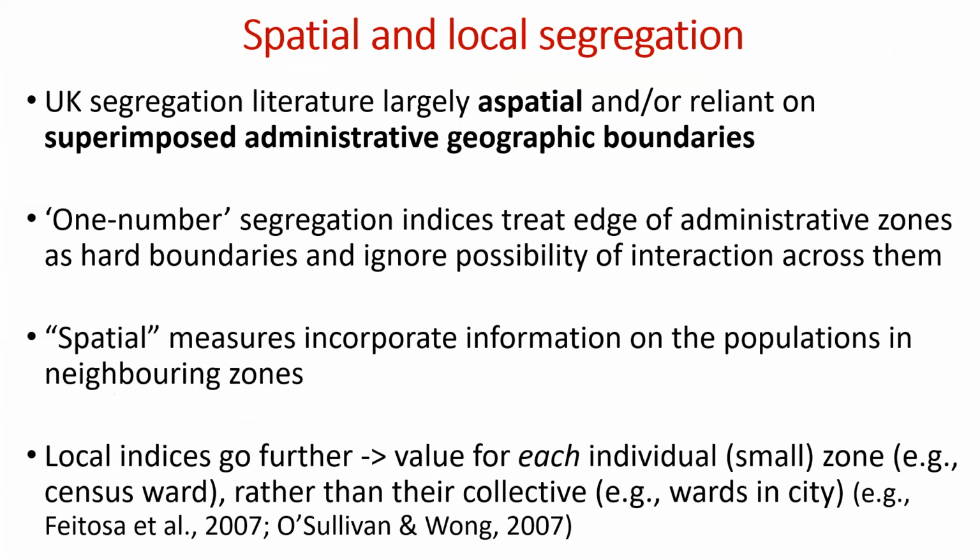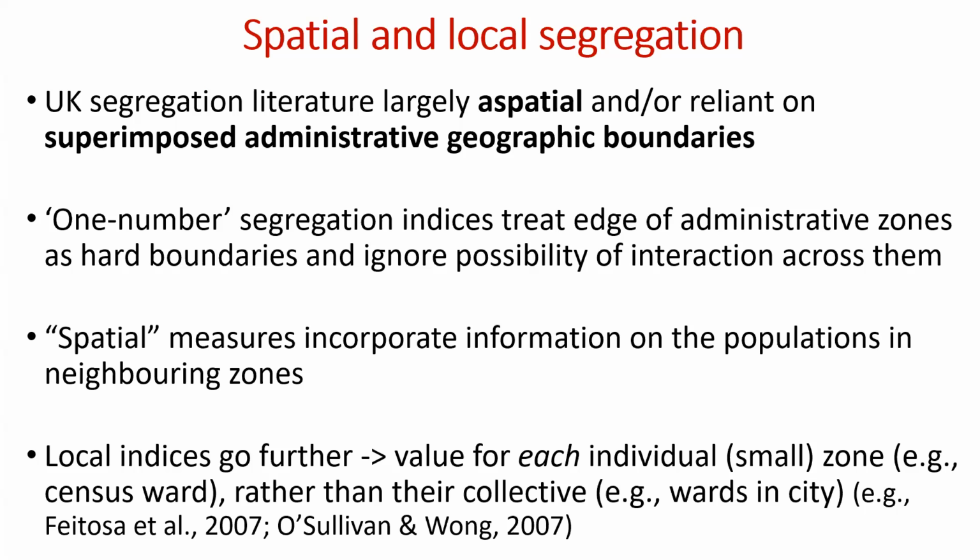Related to that, I should say, as context, the UK segregation literature has been surprisingly aspatial to date, or reliant on what we might call superimposed administrative geographic boundaries, which I would argue have limited or sometimes no resonance with the reality of residential experiences on the ground. Now, that's not to say that we shouldn't use those zones, but that there are ways of thinking about them more critically for studies of segregation in particular. I'm not thinking so much about diversity here.